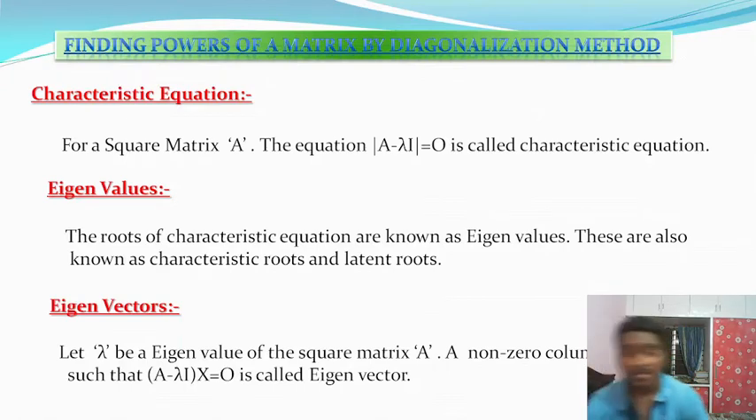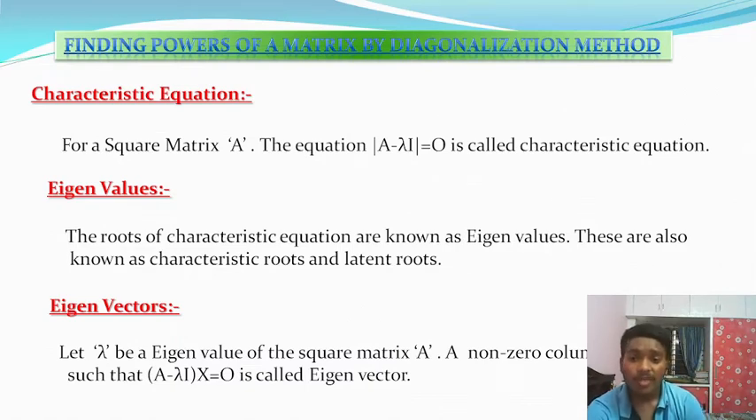Characteristic equation. For a square matrix A, the equation determinant of A minus lambda I equal to 0 is called the characteristic equation. If we solve by subtracting lambda times I from the given square matrix, we can find the characteristic equation. From the characteristic equation, we can find the eigenvalues and eigenvectors. Eigenvalues and eigenvectors are used to find the model matrix P. We'll discuss that.